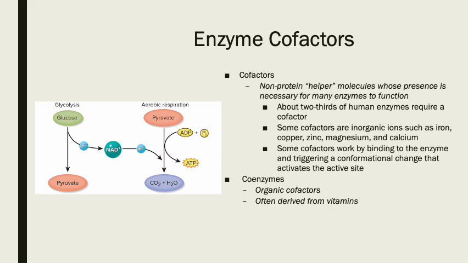Enzyme cofactors. A cofactor is a non-protein helper molecule whose presence is needed for enzymes to do their job. So this cofactor is like the coworker of the enzyme. It needs it. About two-thirds of our enzymes require a cofactor. Cofactors can be a whole bunch of different things. They can be iron, magnesium, calcium, and these work by binding to the enzyme and triggering a change that activates the actual site on the enzyme that does the work. So without the cofactors binding to the enzyme, the active site doesn't get turned on.